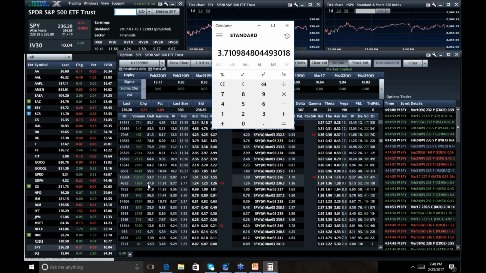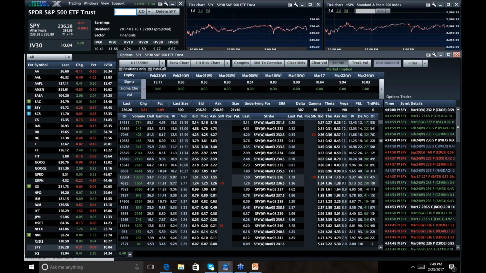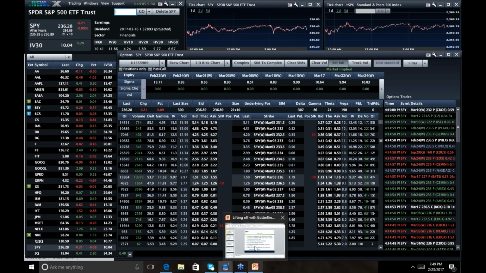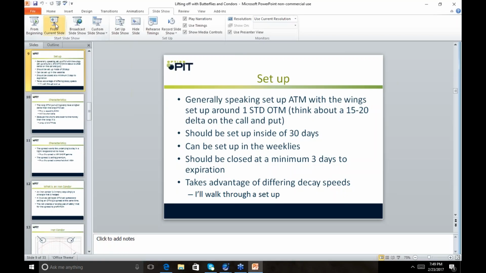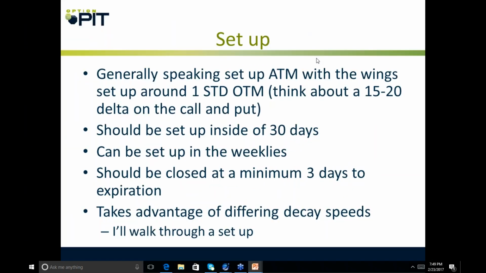So in this case I bought about a 12 delta and about a 16 delta. So there you have it. All right, so everyone understands how to do the basic setup of a butterfly. Good.